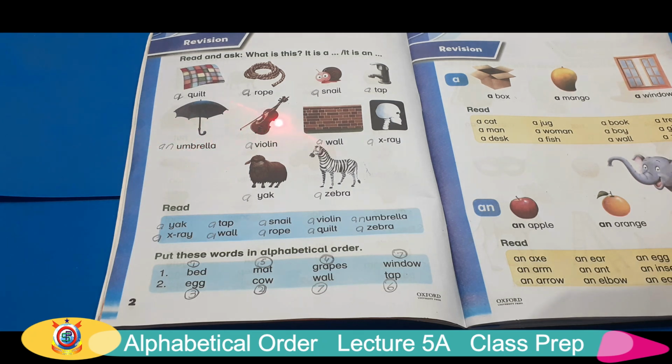Okay, now come to the violin. Look at this picture. Do you know what is this? Violin is a musical instrument. हम इसको म्यूजिक में इस्तेमाल करते हैं, ठीक है? ये एक म्यूजिकल इंस्ट्रूमेंट है. एंड द स्टार्टिंग लेटर इज V. This is a violin. A violin.